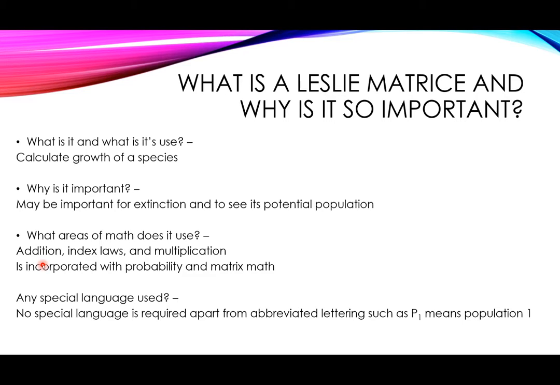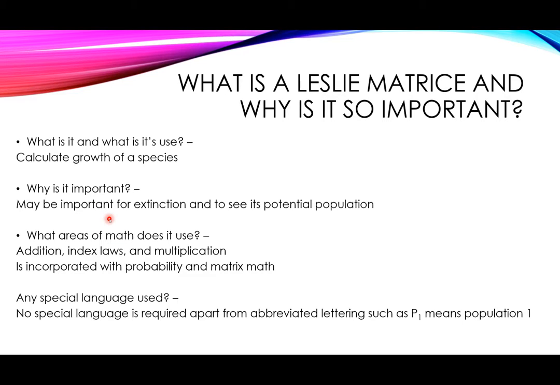We use Leslie matrices to calculate growth of a species and to have an understanding of how its population will develop. Why is it important? It may be important for extinction rates, but it definitely is important to understand its potential population rise or its potential population drop, as we could see an extinction in that, or a surge of a lot of reproduction.